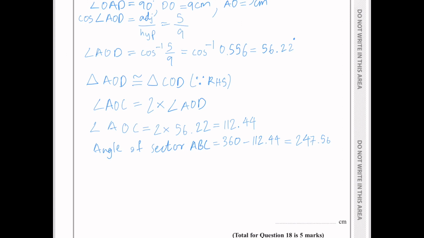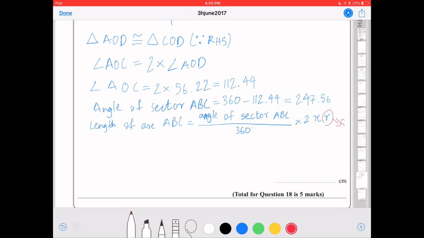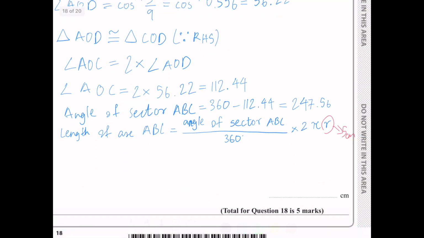Okay, so by using the arc length formula, I will get the length of arc ABC, which is equal to angle of sector ABC over 360 degrees times 2 times pi times r. So the radius is 5 centimeter here. Okay? So that equals to 247.56 over 360 times 2 times pi times 5.